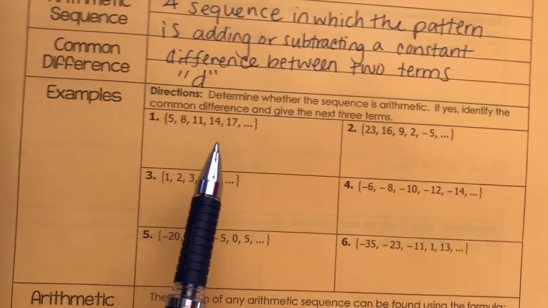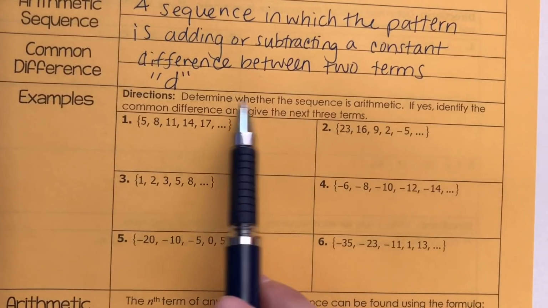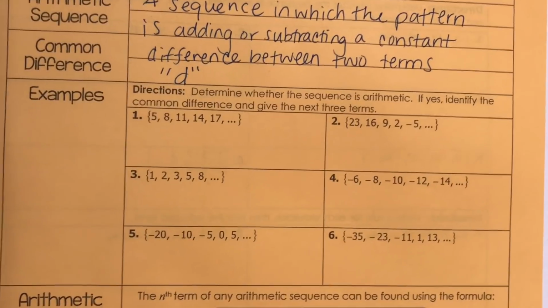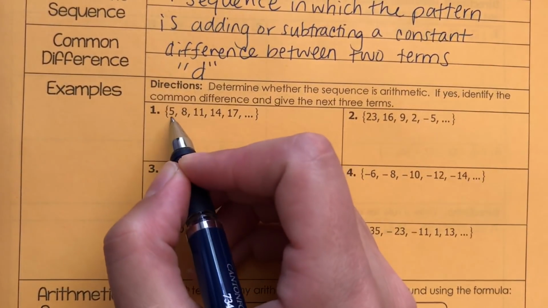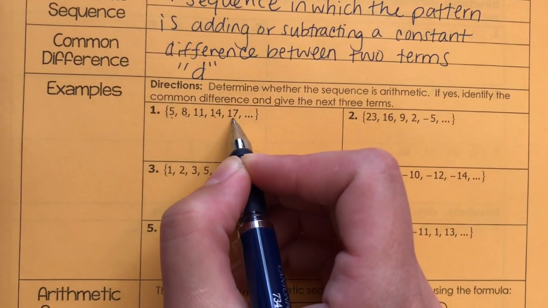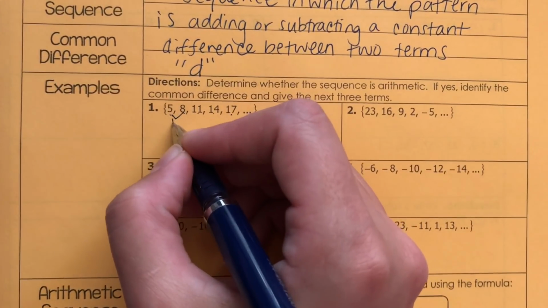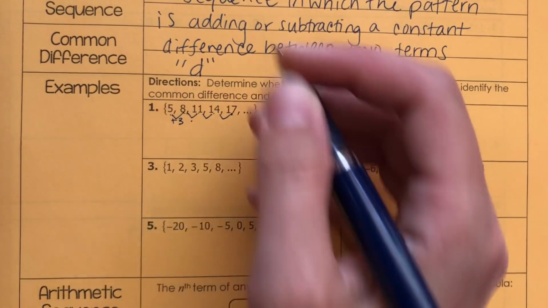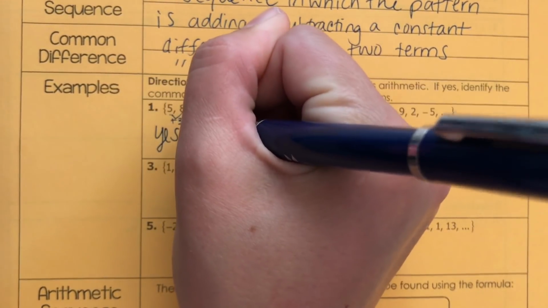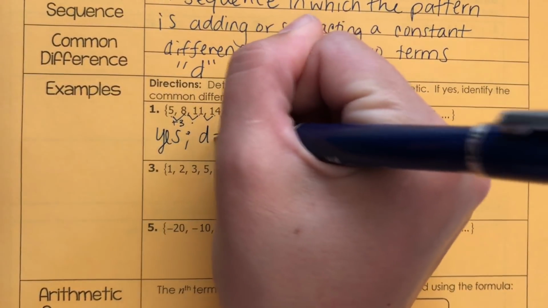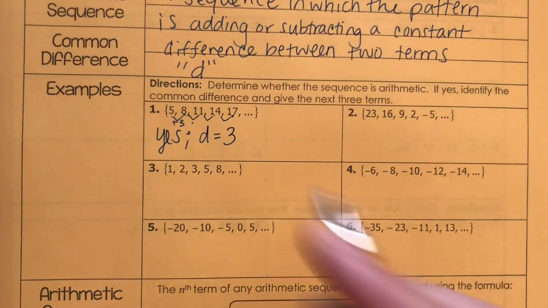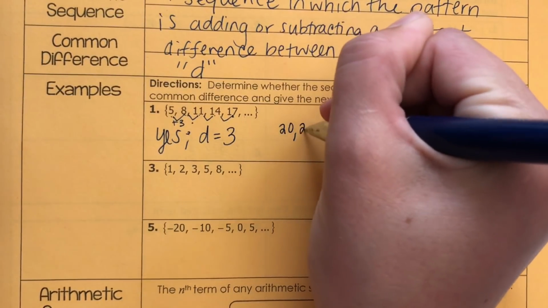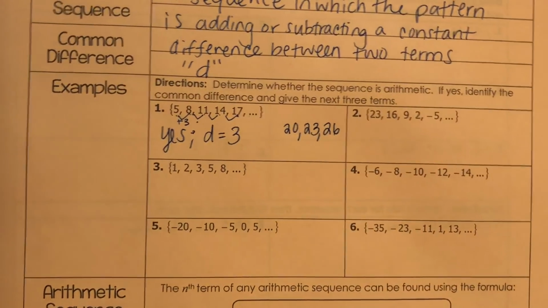So let's start with just a few, deciding if it's arithmetic or not. Decide if it's arithmetic, then if it is, find the common difference and give the next three terms. So we'll just do a few of them. This one goes 5, 8, 11, 14, 17. It looks like this is going up by 3, and it does seem to follow that, adding 3 each time. So this one is arithmetic because it adds the same thing each time, and the difference is positive 3. For the next three terms, we would just add 3 again, so we'd be at 20, 23, and 26.